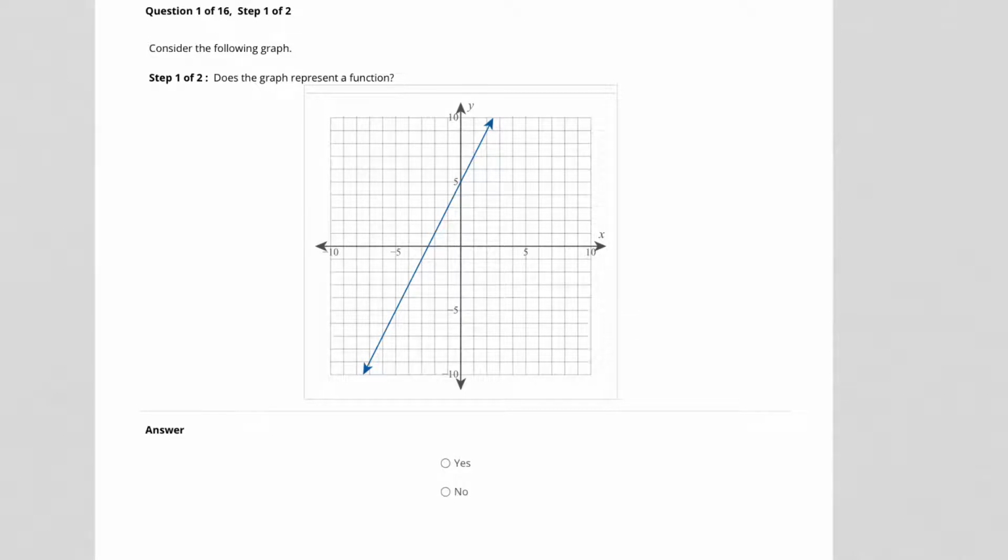Here is our first example. Consider the following graph. Step 1 of 2. Does the graph represent a function? Since it is a graph, we will use the vertical line test.